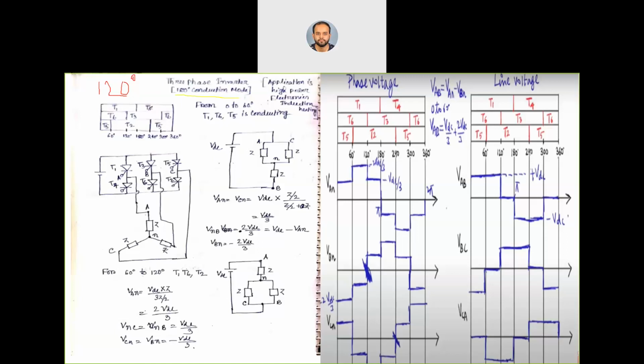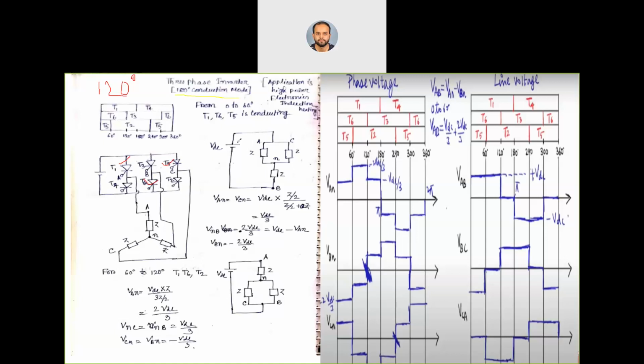Now if we try to draw the figure of the conduction angles of the different thyristors, we will see that at each time three thyristors will be simultaneously conducting. For the first 0 to 60 degrees, T1, T6 and T5 are conducting. So we draw the equivalent circuit diagram considering T1, T6 and T5. T1 and T5 are connected on the upper side, and T6 is connected on the lower side.